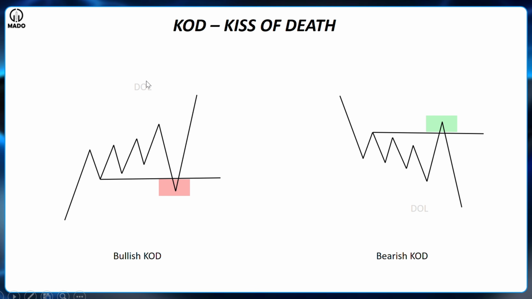And same for the bearish example. If your draw on liquidity is resting below and you see that last purge or turtle soup just before price drops into it, that's your bearish kiss of death.